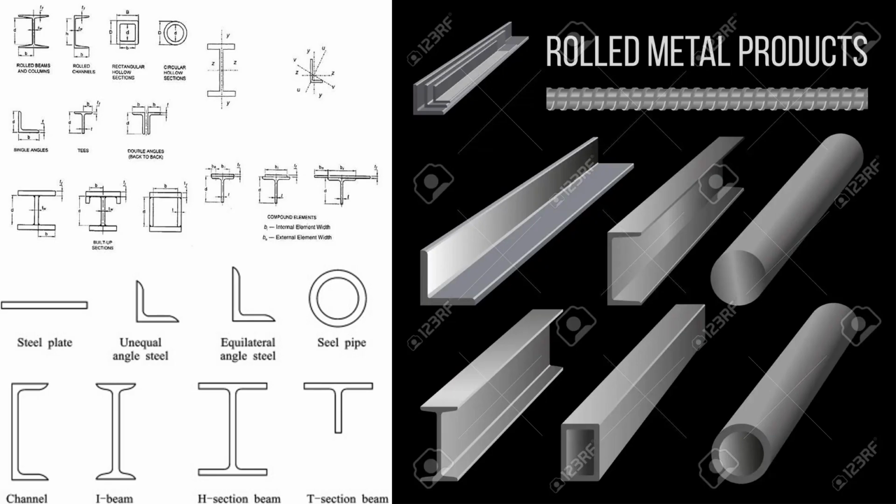Now, these are the rolled metals shown here. So these are the steel plates, unequal angle steel, equilateral angle steel, steel pipe, T section, I section, H section, channel. So these are the different rolled steels.